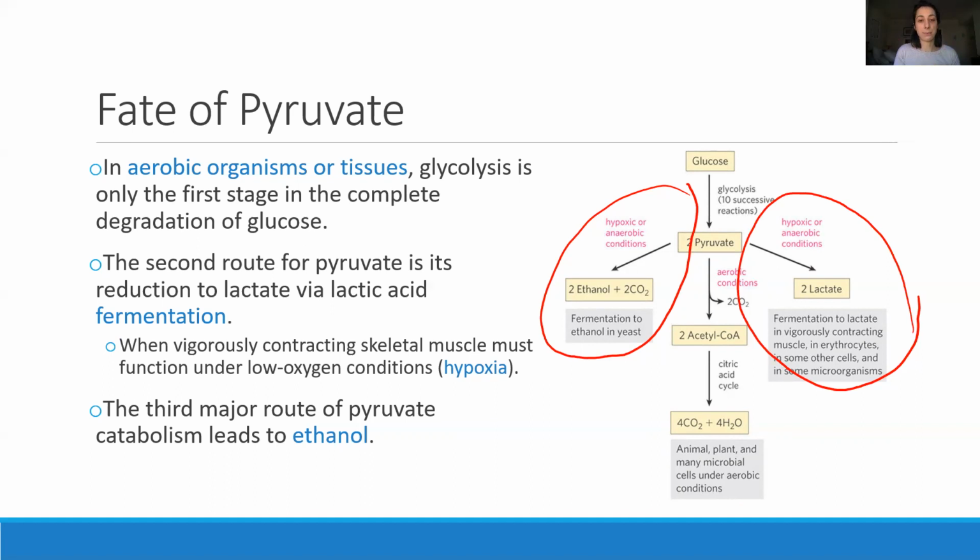of pyruvate. So again, these are conditions in which you do not have oxygen. If you do have an oxygenated environment, then the pathway that will be utilized, for example, in humans, is through the citric acid cycle.